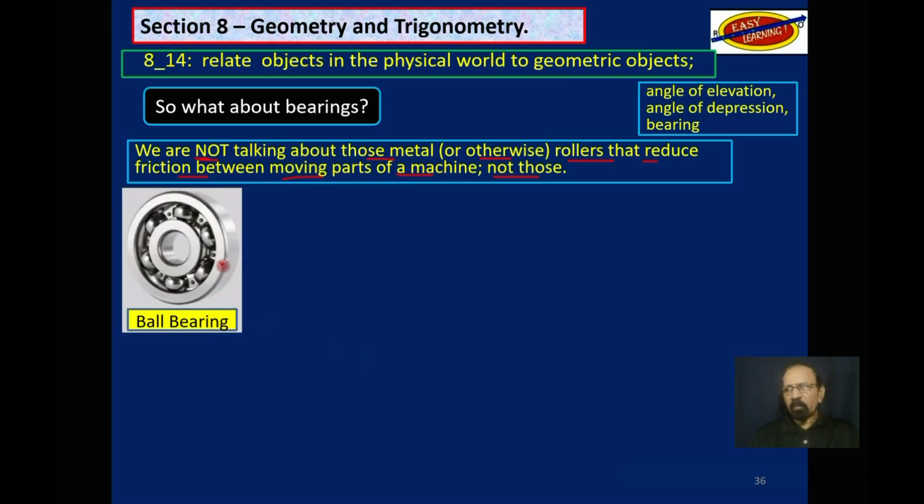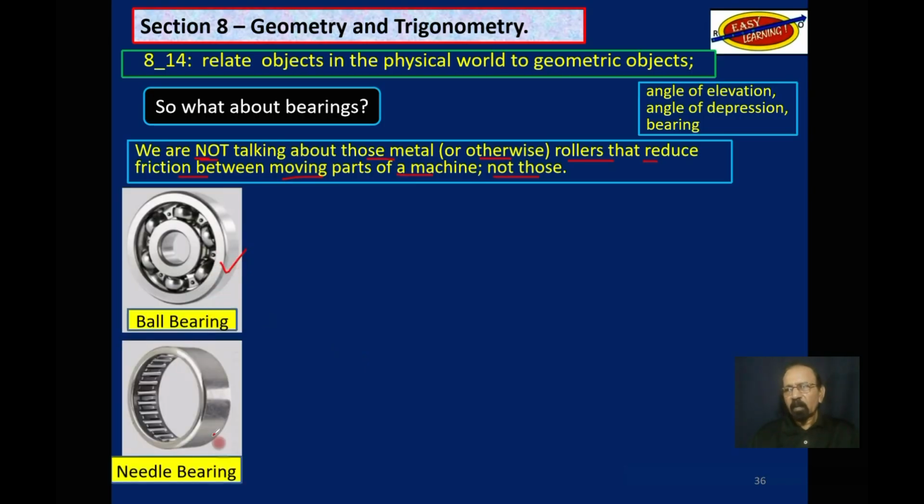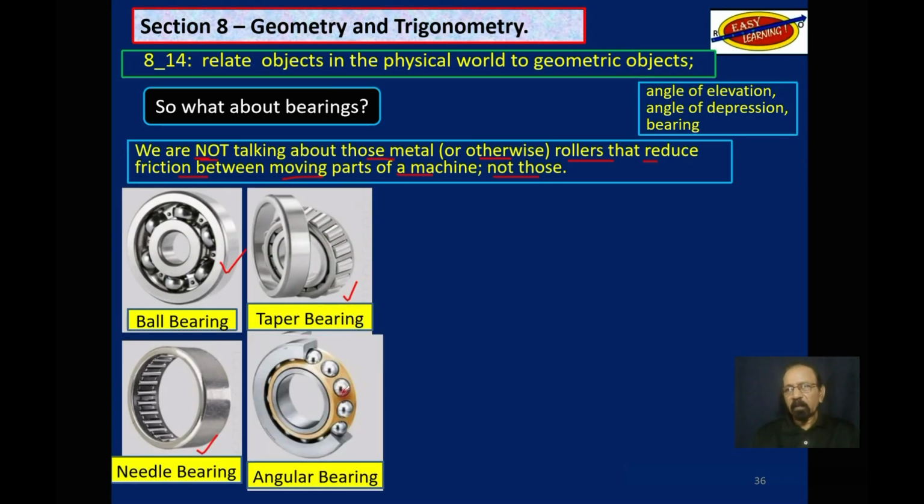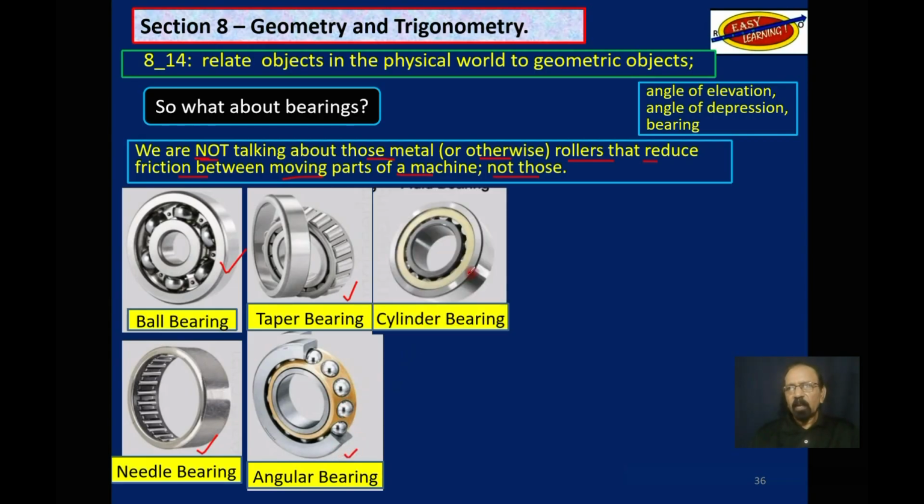This is a picture of a ball bearing. This is a picture of a needle bearing. This is a picture of a taper bearing. This is a picture of an angular bearing. And here you have a picture of a cylinder bearing. It's not much different from this one over here, except this one is used in upright positions and this one is used in horizontal position.